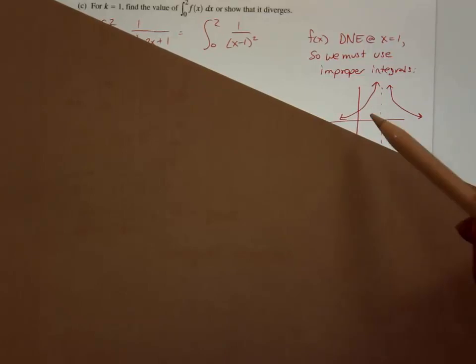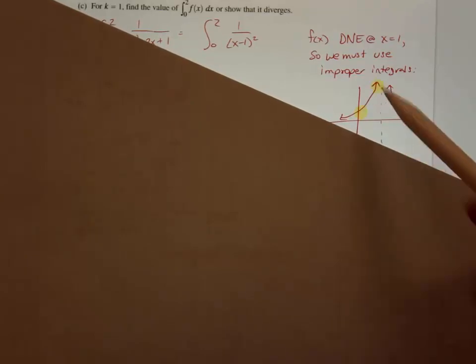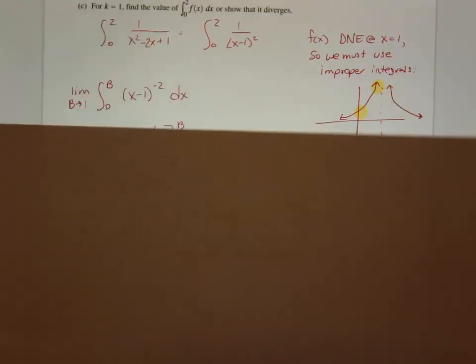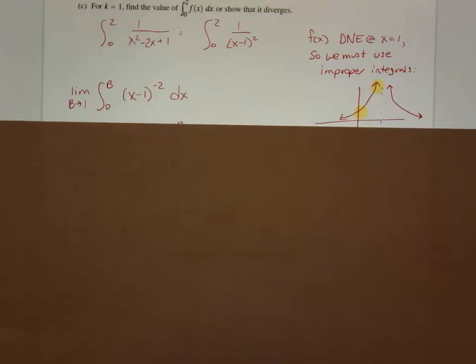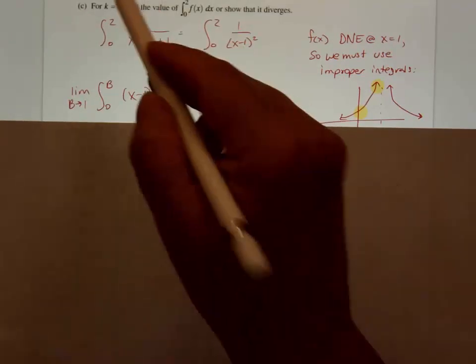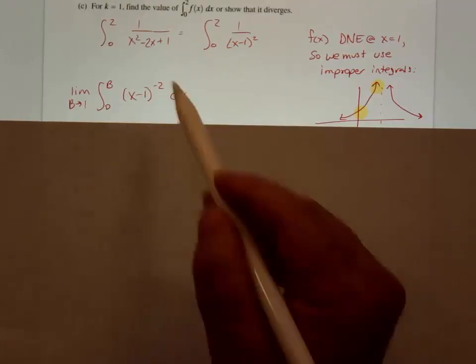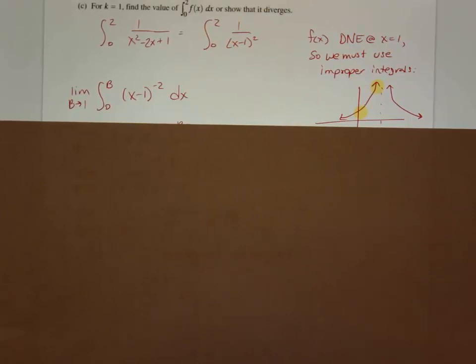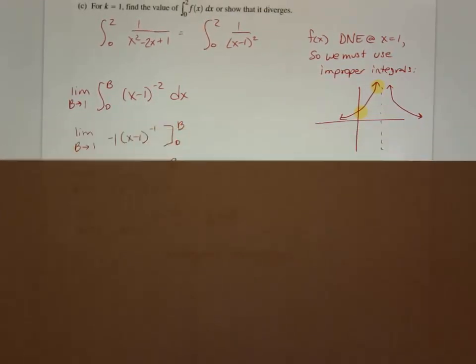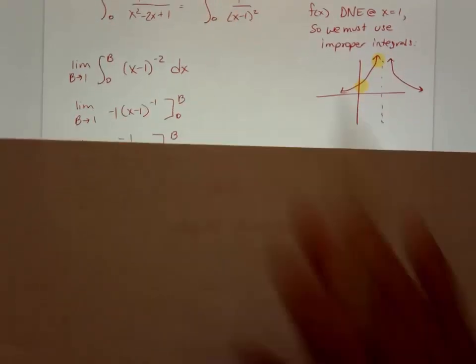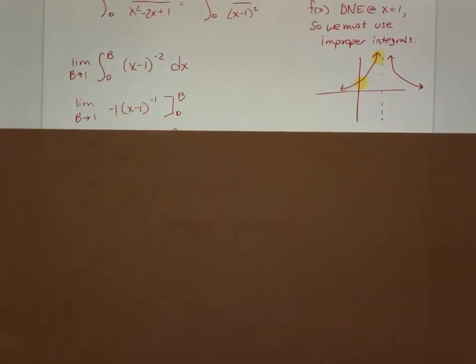So what you must do is integrate from 0 to 1, and then if you get an answer to that, then you can do 1 to 2. So let's start out with 0 to 1. Since 1 does not really get there, I do a limit as b approaches 1, integral from 0 to b of x minus 1 to the negative 2 power. Once again, it's not an ln because the exponent on the bottom is not a 1. So we raise the power, put the reciprocal in the front, evaluate from 0 to b.